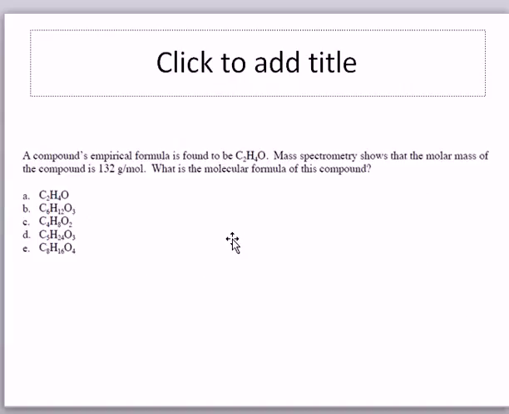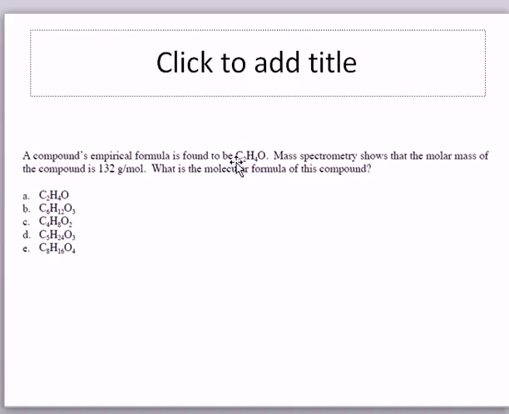You would do the same question here, but it's a little different. It's the molecular formula of the compound. We know the molar mass of the compound is 132 grams, and we know that the empirical formula is C2H4O. So first, what is the mass of this empirical formula? Of course, we can quickly go, well, 2 carbons, that's going to be 24, and hydrogen, that's 4, and then oxygen, that's 16.